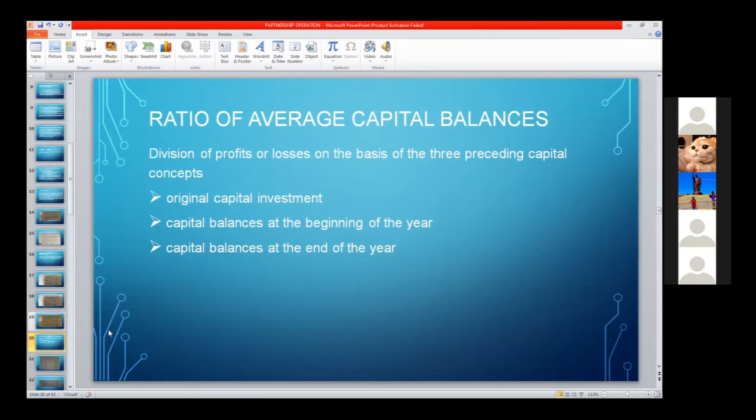So, yung drawings within the allowable amount will not affect the computation ng average capital balance. And on the contrary, drawings in excess naman, in excess of the allowable amount are considered permanent reductions in capital. So meaning, yung computation ng average capital balance is hindi affected. So yun, next po.